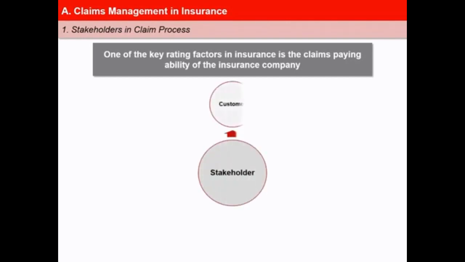Customer. The person who buys insurance is the first stakeholder and receiver of the claim. Owners. Owners of the insurance company have a big stake as they are the payers of the claims. Even if the claims are met from the policyholder's funds, in most cases, it is they who are liable to keep the promise.